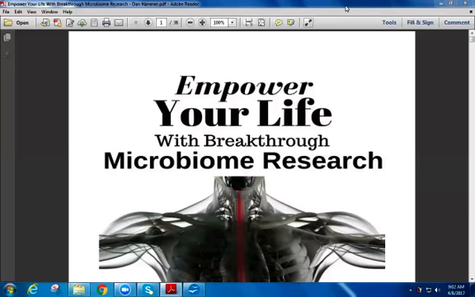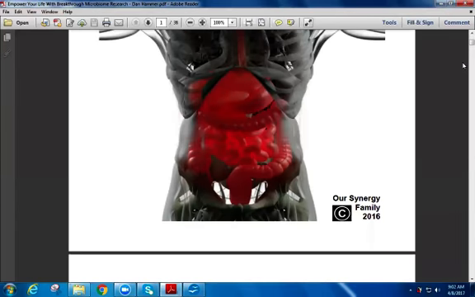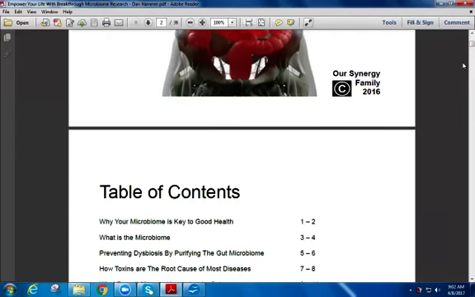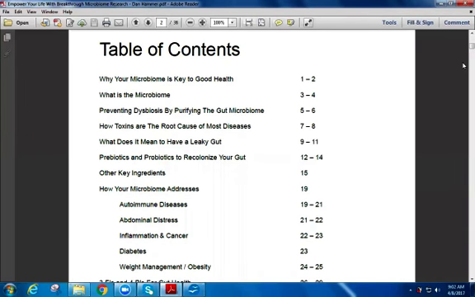Empower Your Life Through Breakthrough Microbiome Research. And what I want to do today is go through this and scroll down on this and begin to help you understand the table of contents and the different elements that are part of this ebook, again, designed to help you do a couple different things.